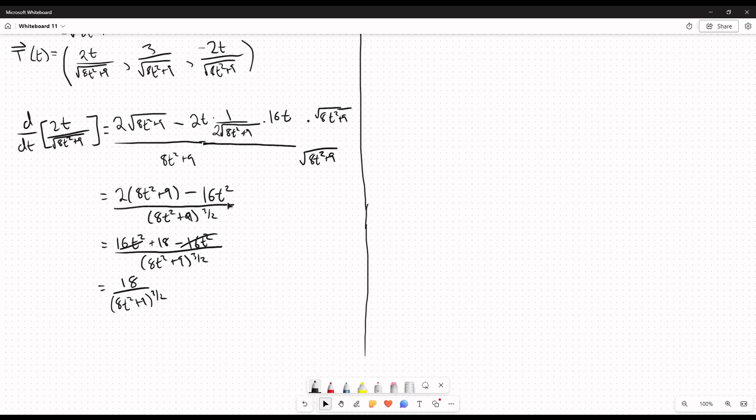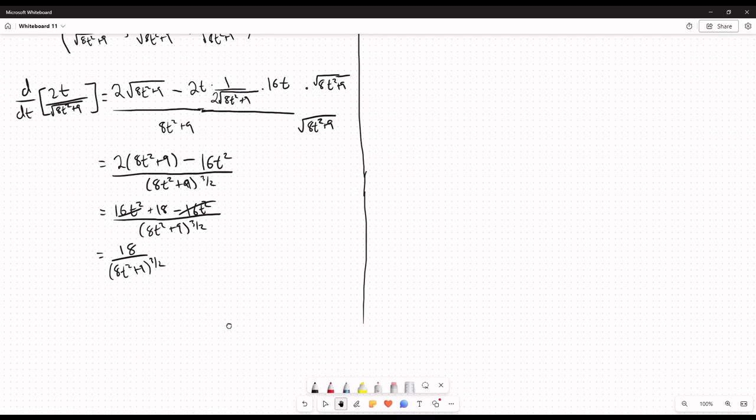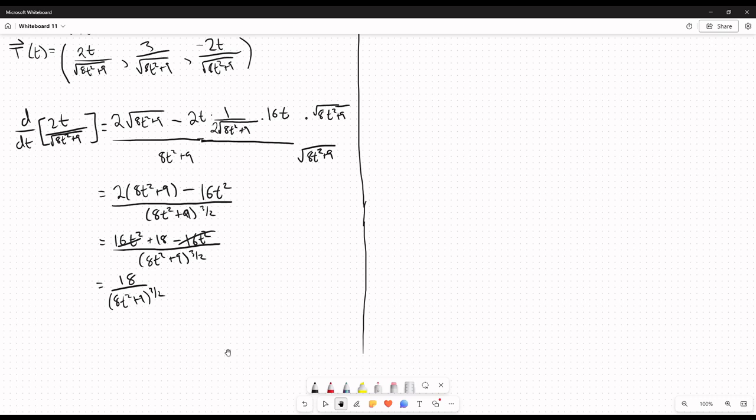So there you go. That wasn't very fun. The good news is that our next derivative isn't as bad. When we look at the derivative of 3 over square root of 8t squared plus 9, this one we're not going to think of as a quotient rule problem.